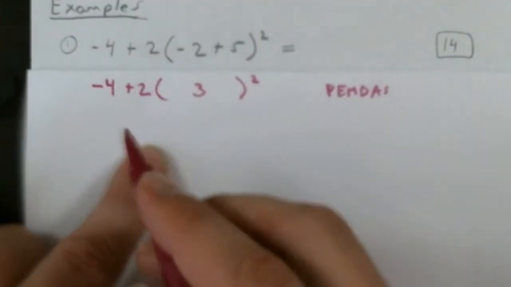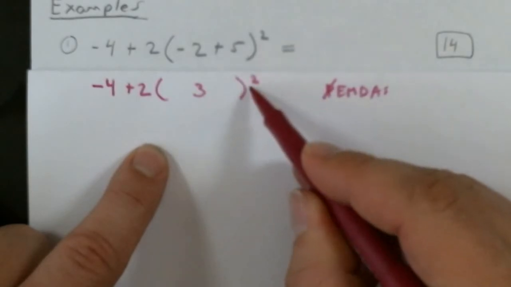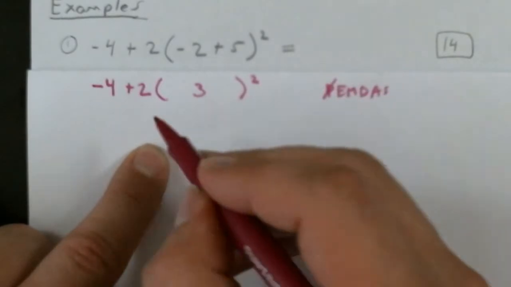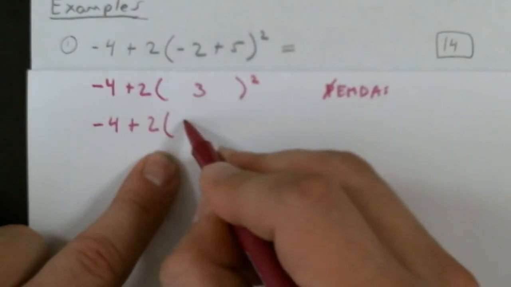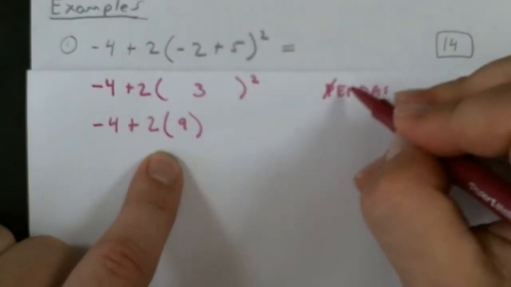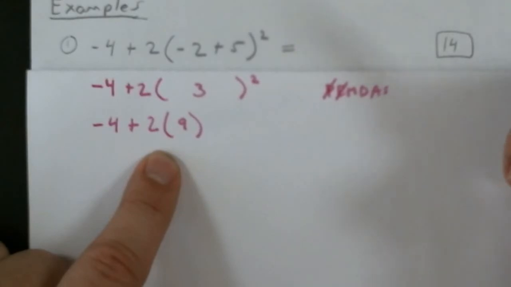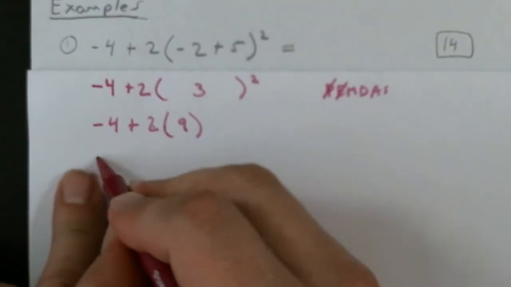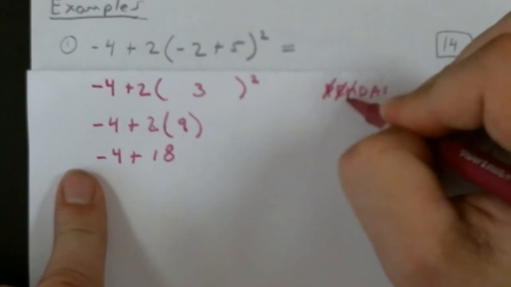Okay, so now what? Well, P is gone. Where's the exponent at? Oh, exponent's here. So that's going to be 3 times 3, which is 9. So that's negative 4 plus 2 times 9, correct? Okay, so that's exponents. Do you have any multiplication? Well, 2 times 9 is 18. So you have negative 4 plus 18. So that takes care of the multiplication.